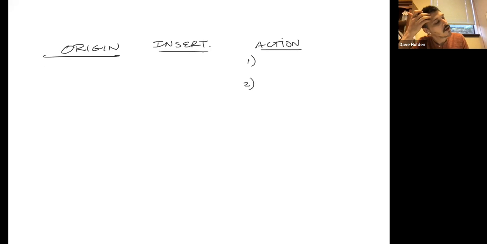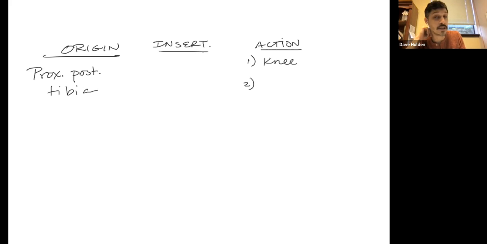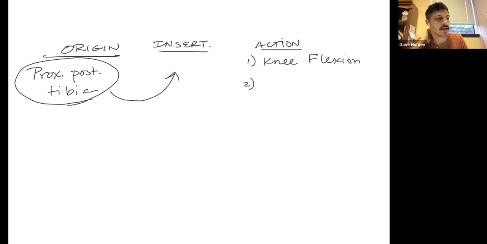Here we go then. So I'm thinking about a muscle who originates on the proximal posterior tibia. And one of its actions is knee flexion. Actually, I'm going to put that there. Its insertion, proximal posterior tibia.